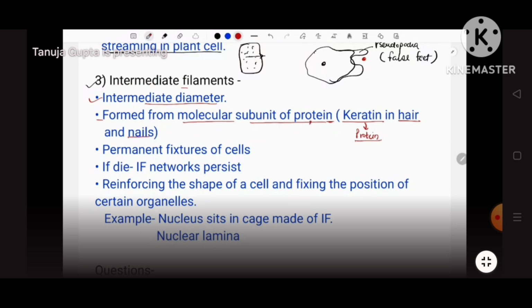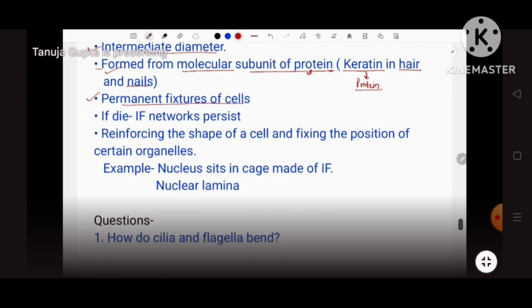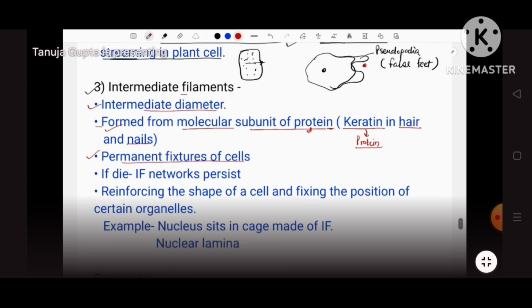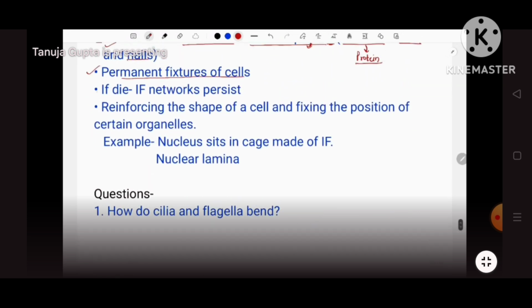Okay, so in protein there are certain molecules, and from that molecule it is formed. So it is formed from the molecular subunit of protein, that is keratin. It gives permanent fixing of the cells. Cells are fixed because of this intermediate filament. One more thing, remember, intermediate filament is denoted by IF. Because it is very hard, it is always there and does not get destroyed.